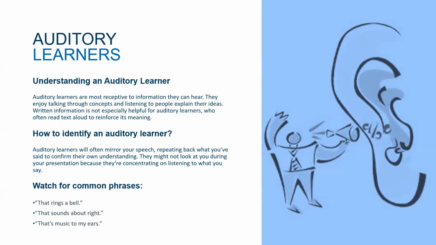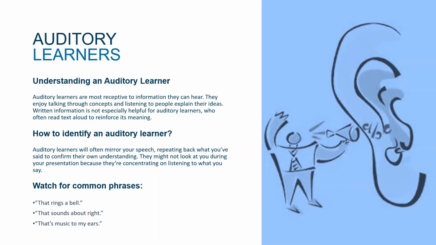They want to hear you repeat the same thing 3 or 4 times usually, to make sure that it's the same information, that they're hearing you clearly. Written information is not especially helpful for your heavy auditory learners. They usually will read it aloud if you do have something that's in writing, or you'll see them mouth the words to themselves so that they can hear it in their own mind.